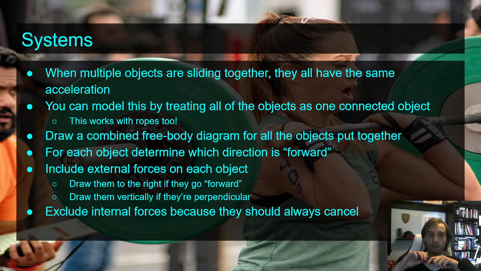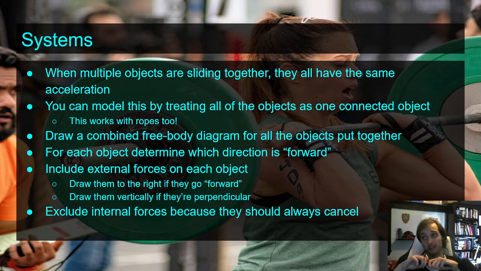In particular, for each object, determine which direction is forward. That might seem a little weird if they're all moving together, but when we get to pulleys, that way of thinking of it makes more sense. You don't have to include any internal forces because they should cancel out. There's a couple exceptions to that, especially for Physics C, but for the AP1, probably not going to deal with any problems like that.